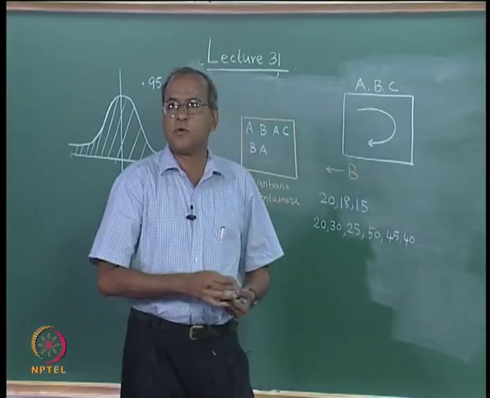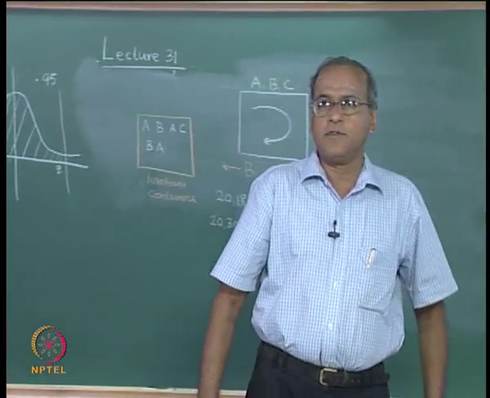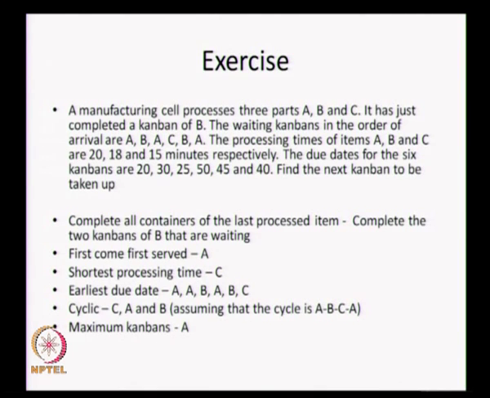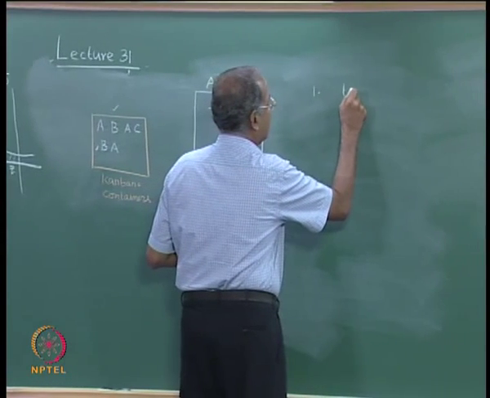So, how do we choose the first one? We want to complete all the containers of the last processing, which is our first rule. Since B has been completed, we will take these 2 B's to begin with. So, first one will say take B and B.